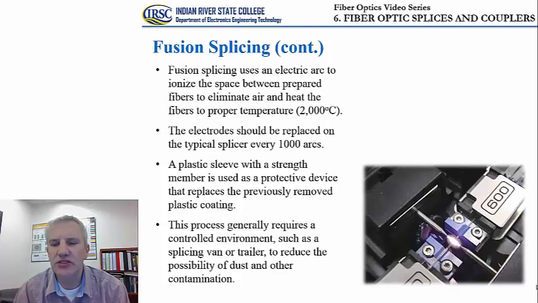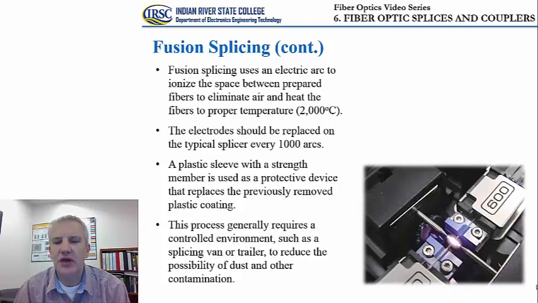So you can see the whole process of splicing shown here on this slide, where you see a high arc, this high light that's being created between the two electrodes that would, as already explained, ionize the air and then heat the glass and ultimately melt the glass and establish a fusion splice.